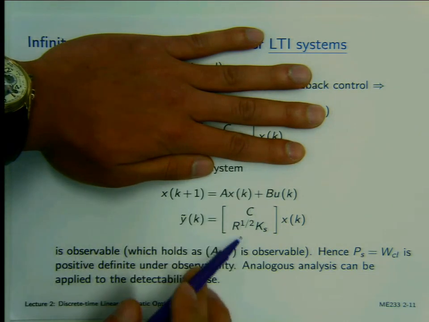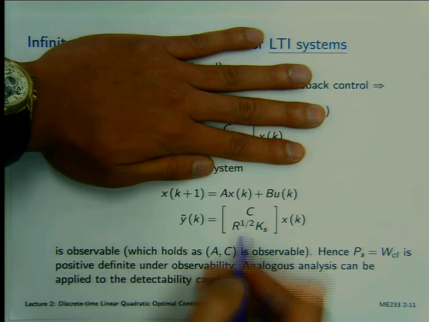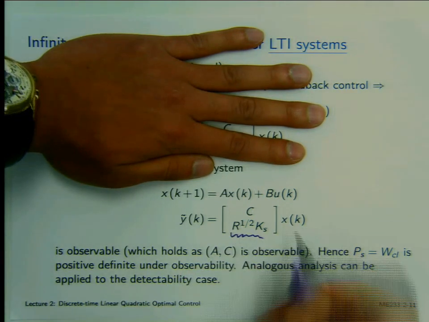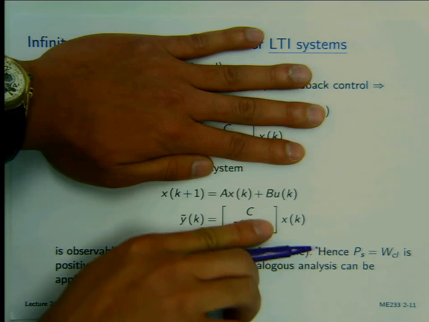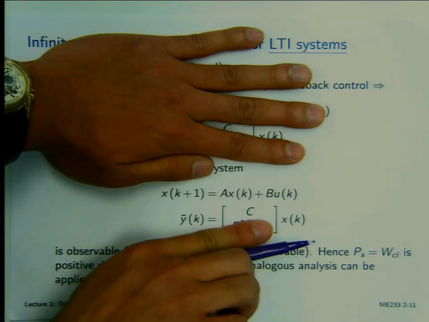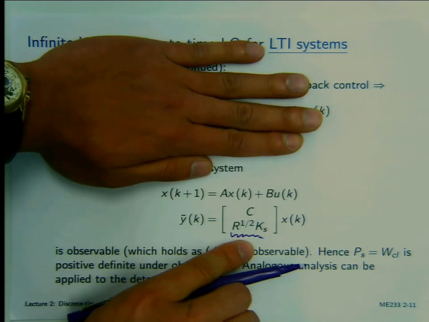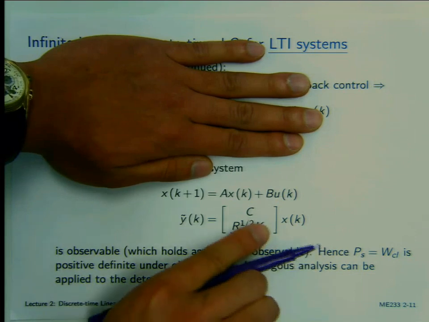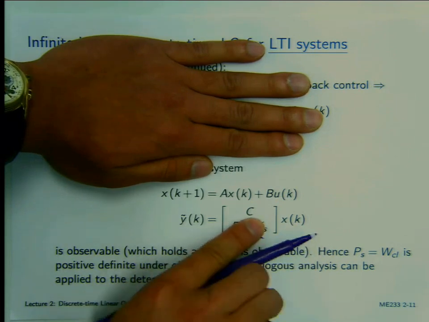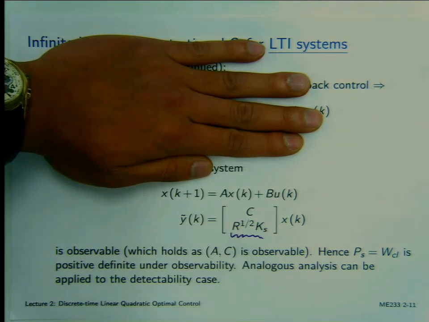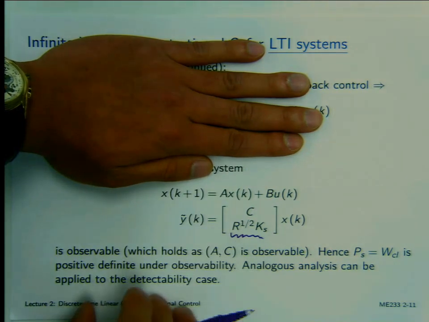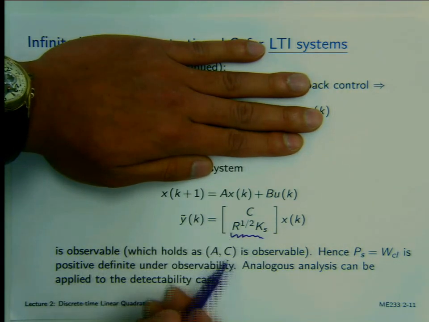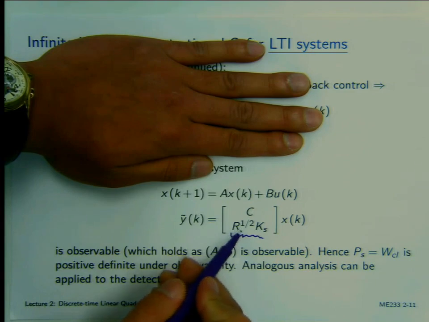I'm just adding one output. I'm just adding an extra output over here, right? You notice everything else is the same. It's the original system. I'm just adding one output. So if I can already observe the states from this output alone, if I add one more, I will definitely be able to observe the states. So if A, C is observable, then this guy has to be observable.